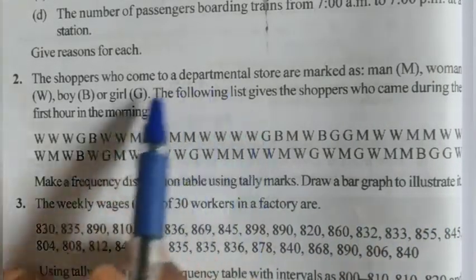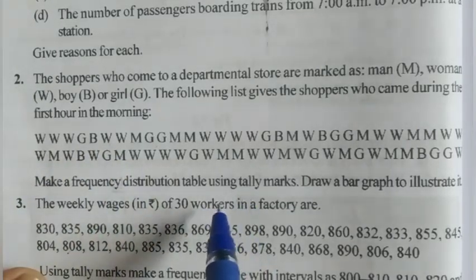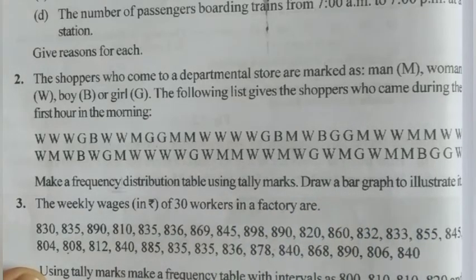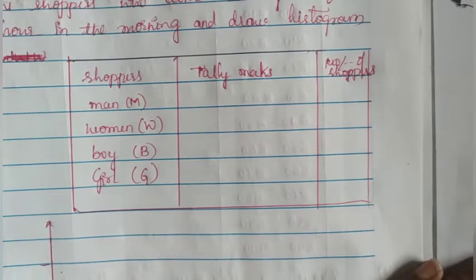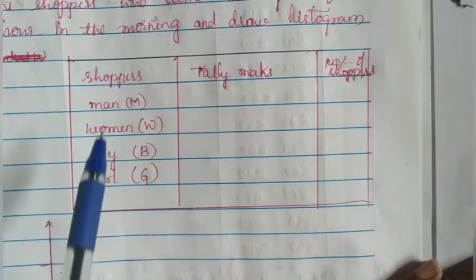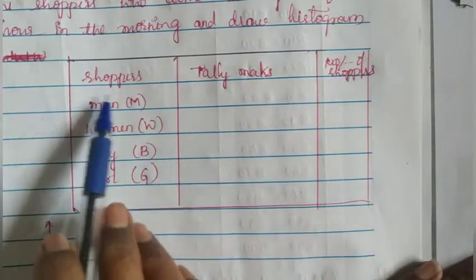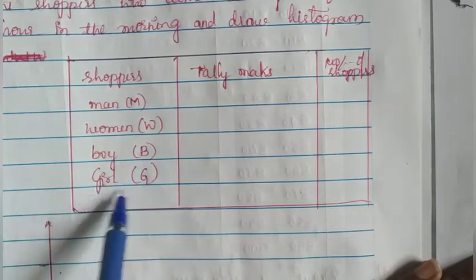See children, for this raw data, let us draw the frequency distribution table. After the frequency distribution table, draw a bar graph. Now come to the solution. Observe here, the frequency distribution table contains 3 columns. The first column is the shoppers, second is the tally marks, third is the number of shoppers. Here shoppers are named as man M, woman W, boy B, girl G.